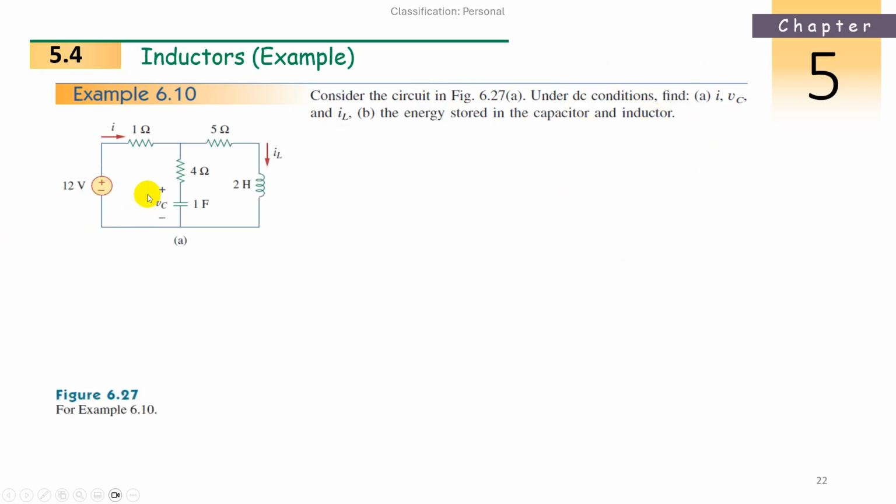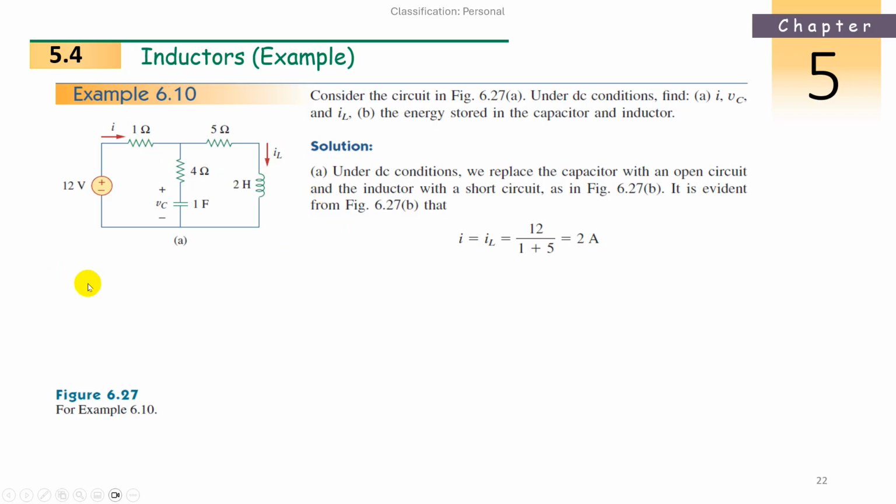So see the circuit. We have three resistances, one capacitor and one inductor. Okay, and voltage is given. What voltage is given here? DC. When voltage is DC, what happens to the capacitance? It will act as an open circuit. What happens to the inductance? It will act as a short circuit. So rearrange the circuit.